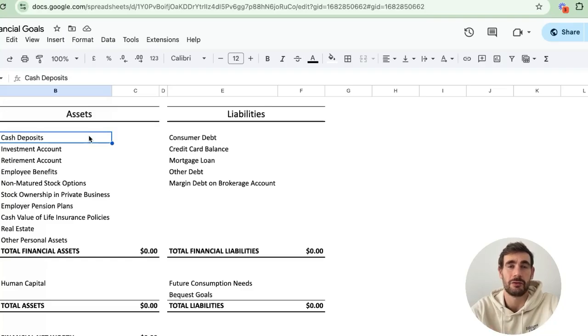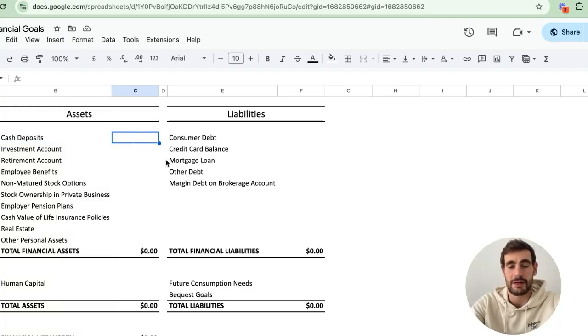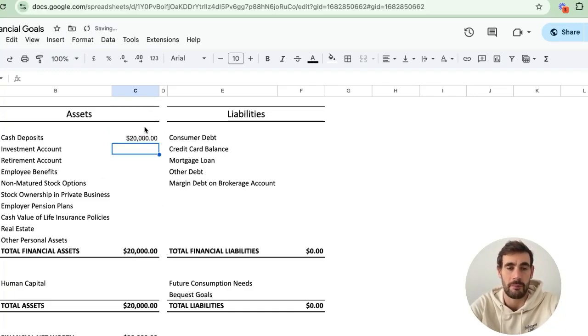Assets are all those financial items that can produce positive cash flow, and liabilities are all those financial items that produce a negative cash flow for you. Okay? In terms of assets, there are various categories that you can go through. One can be cash deposits. This is the amount of cash that you have in your bank account. Let's say, for example, I have $20,000 in my bank account. I can put it here.